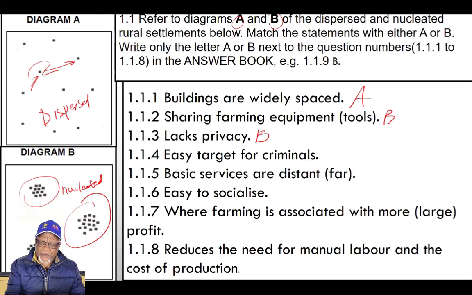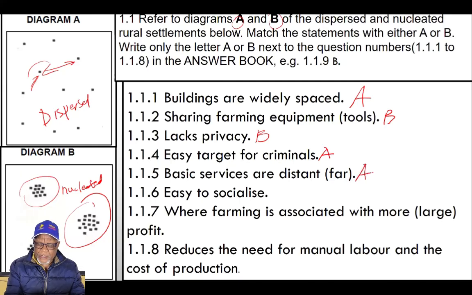Is easy target for criminals. So this will also be a social disadvantage for this settlement because people are isolated from one another. For A, basic services are distant or far. You can see here the settlements are far from each other, meaning that people will have to travel longer distances for services, which means this will be a disadvantage for number A.